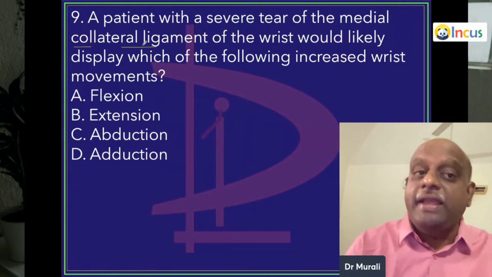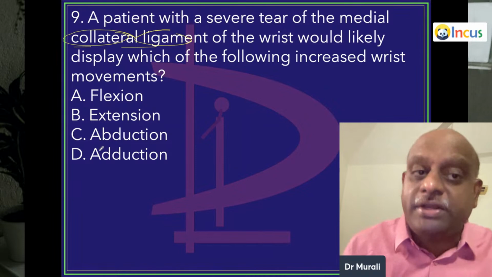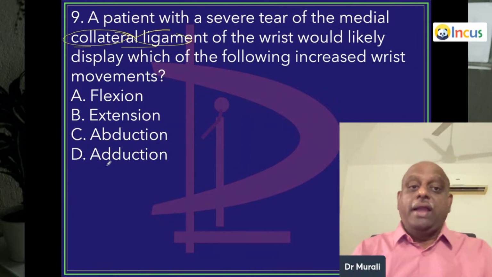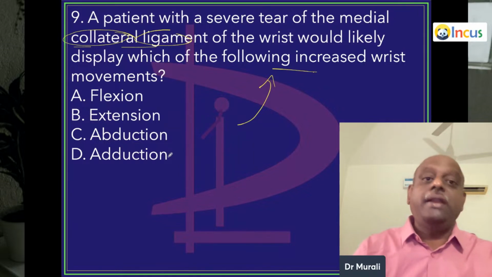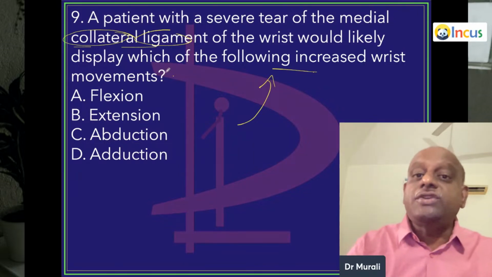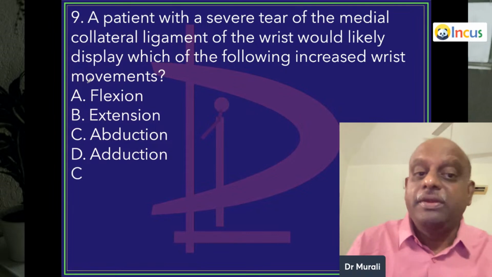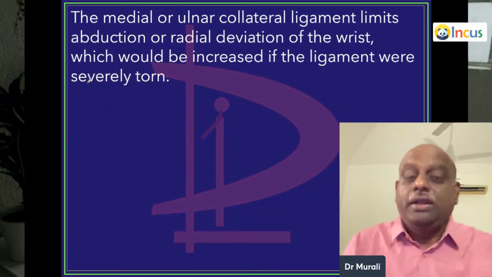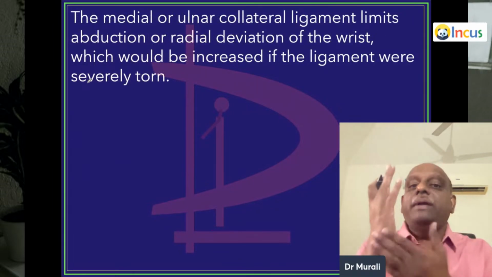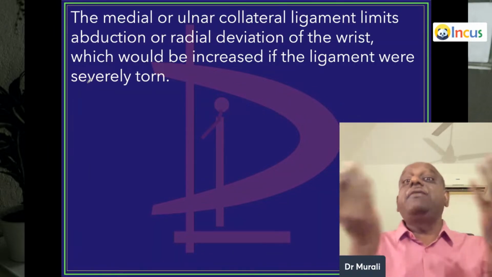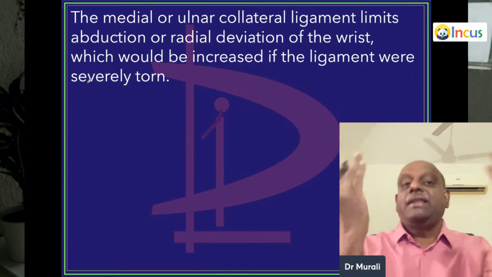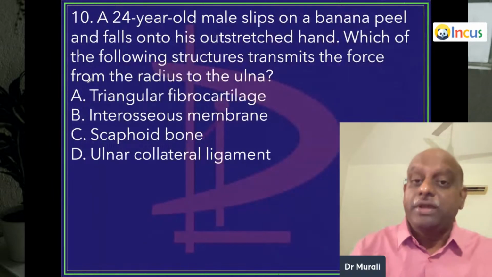There's a severe tear in the medial collateral ligament of the wrist. Whenever the medial collateral ligament is injured, which of the wrist movements becomes increased? You should remember the medial or ulnar collateral ligament is the one which limits the abduction or radial deviation of the wrist. That is what you have to remember.